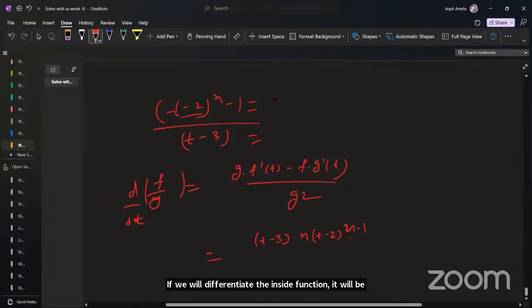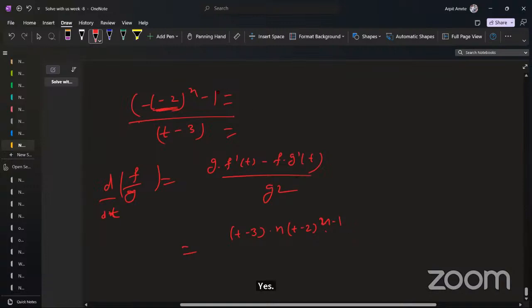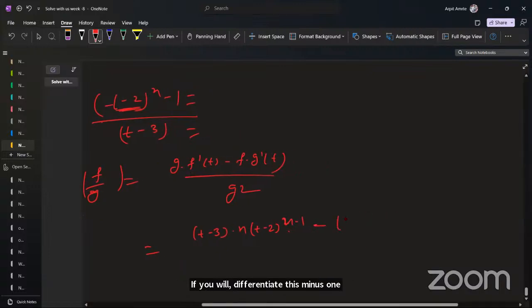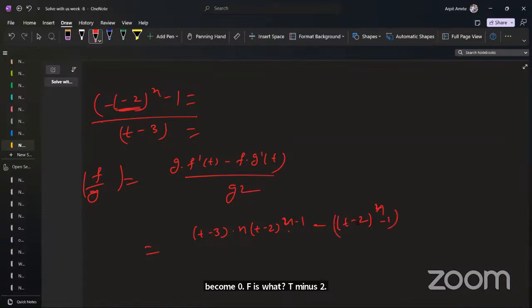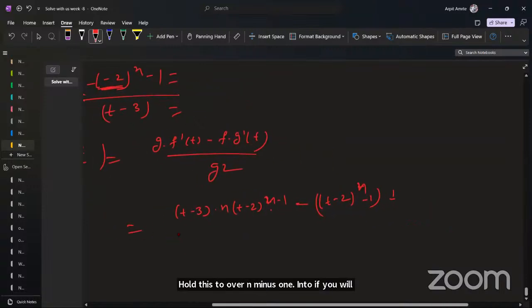This is the composition of the function, right? Then what about this minus 1? If you differentiate this minus 1, it will become 0. Now minus f, which is (t minus 2) raised to the power n minus 1, into the derivative of the denominator, which is 1 only, divided by (t minus 3) whole square.